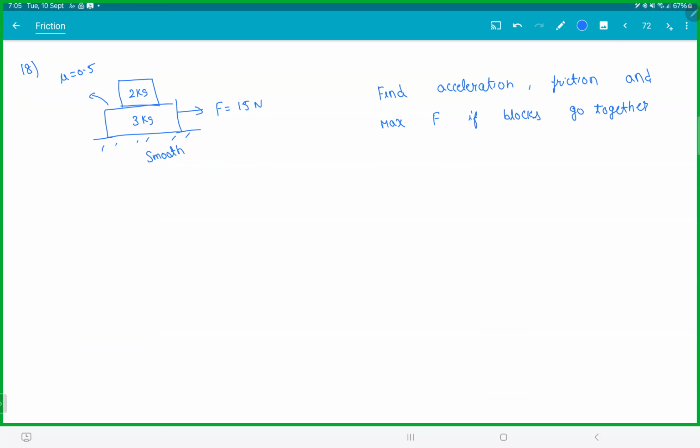And I told you the process last time. Start with an assumption they're going together, find the F required. If it is less, then great, problem is over. If it is more, that is also fine, because now you know friction is maximum. Draw a new FBD and solve. Try. I'll give 3 minutes. There are 2 parts for the question. And what is the maximum force you can apply so that the blocks go together?